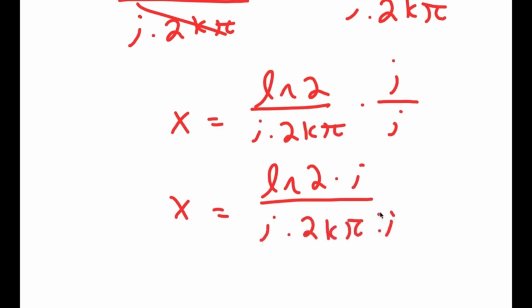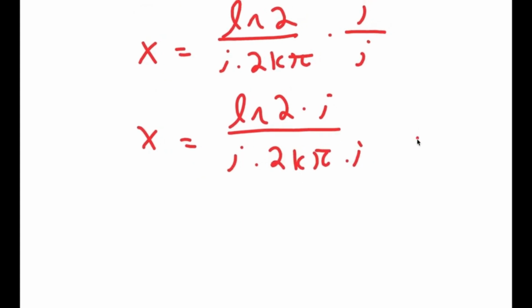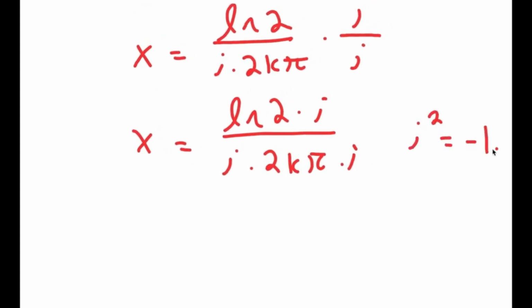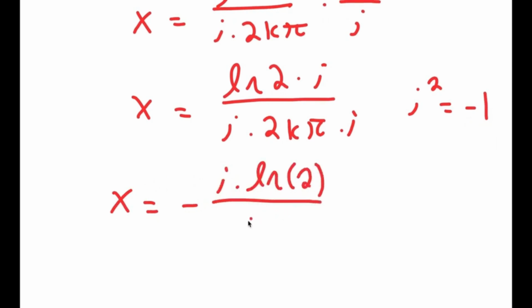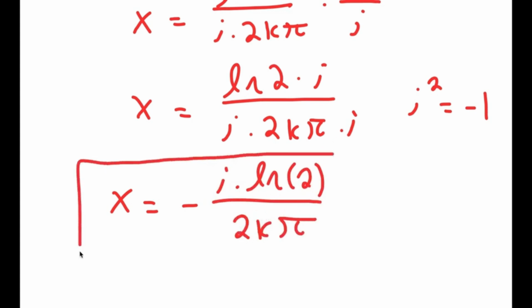And i times i is i squared, and i squared is equal to negative 1. So now I get x is equal to negative i times ln of 2 over 2k pi. So this is my answer to this equation.